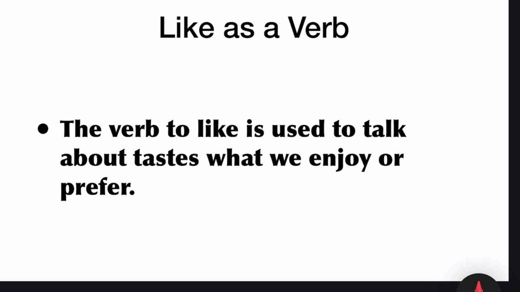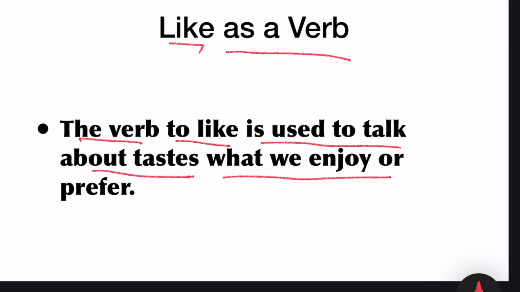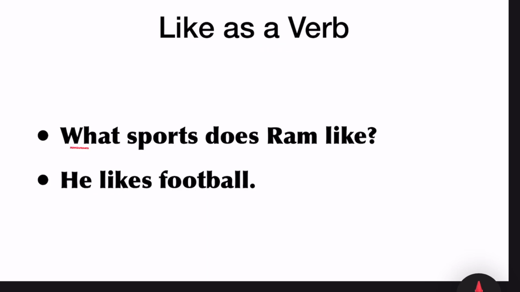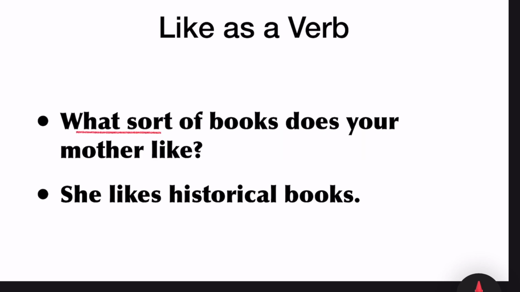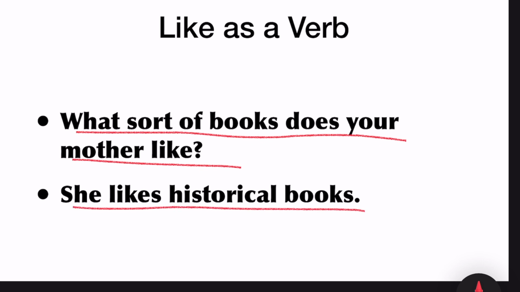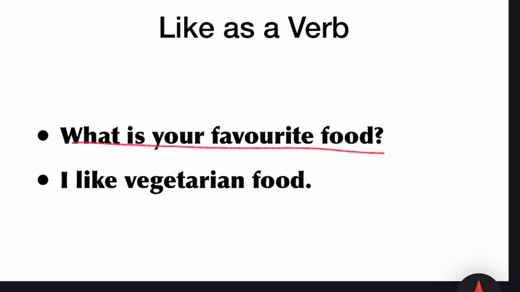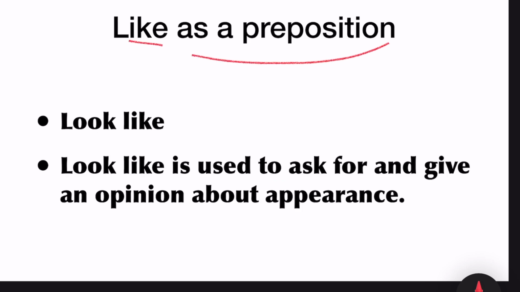First, we are going to discuss like as a verb. The verb to like is used to talk about taste, what we enjoy or prefer. Example, what sports does Ram like? He likes football. What sort of books does your mother like? She likes historical books. What is your favorite food? I like vegetarian food.